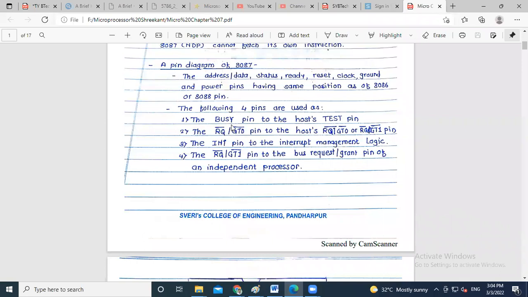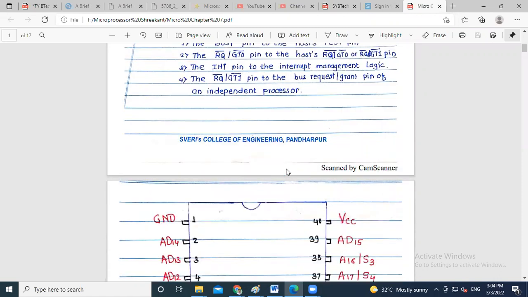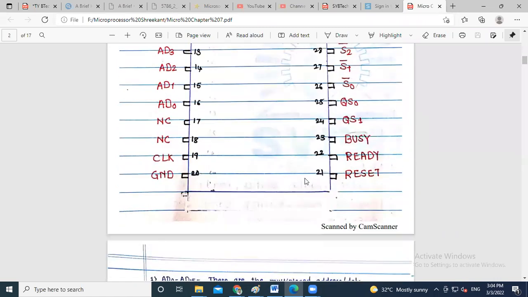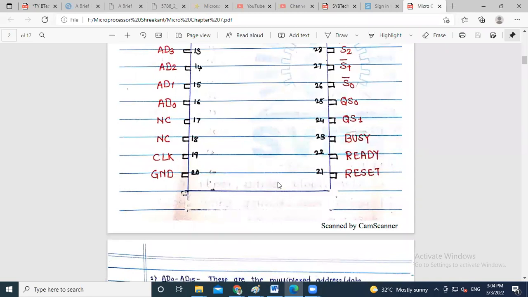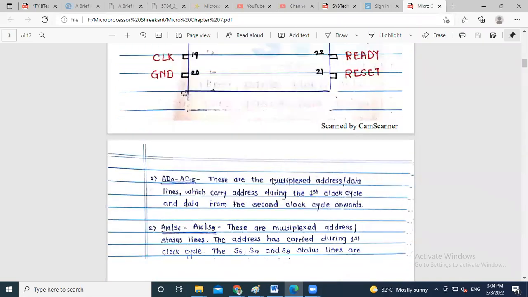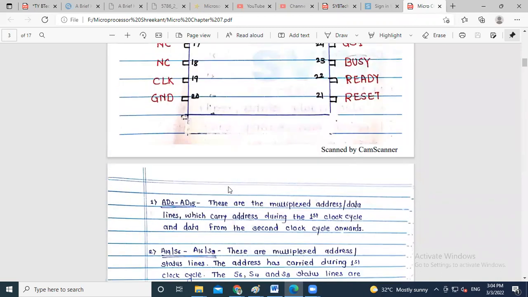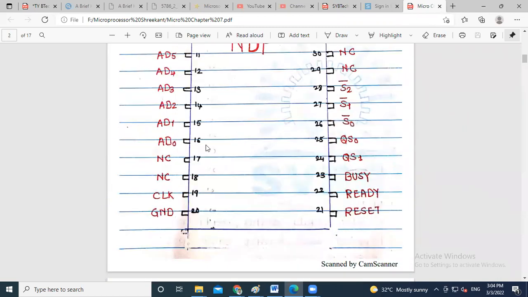And the busy pin goes to the host's test pin, and the request grant pins, RQ/GT0 and RQ/GT1, go to the host. So the interrupt pin is used for the interrupt management logic, and the request pin is for the bus request and grant pin of the independent processor. So this is the pin configuration, with the particular individual pins indicated here. Okay, so now we will see the explanation of each pin.